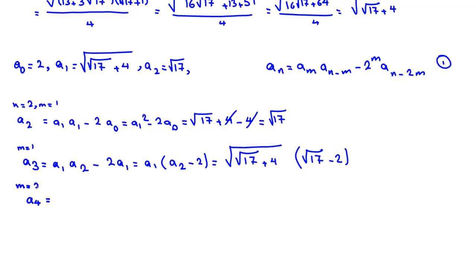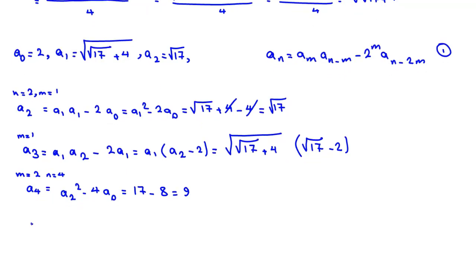We can consider m is 2, so n is 4. So it will be A2 squared minus 4A0. A2 squared is 17, minus 4A0, minus 4 times 2, 8. It will be 17 minus 8, 9. Okay, so A4, A3, we've calculated A3. A4 is 9. Let's calculate, for example, A5.